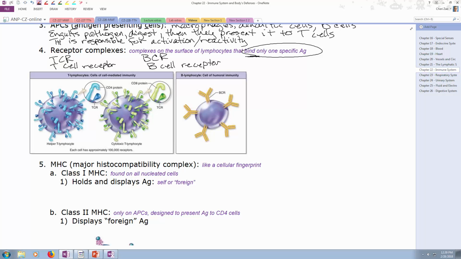Let's take a look at the cartoon right below receptor complexes. We have T cells on the left, B cells on the right. The T cells have two main types. We want the T helper cell, and our picture is showing a little tapered cup as the T cell receptor, but I want you to associate T helper cells with the surface marker CD4 protein. So CD4 equals T helper cell. On our cytotoxic T cells, we have a surface marker called the CD8 protein, which identifies a T cell as a cytotoxic T cell. So CD8 is equivalent to cytotoxic T cells, and CD4 is equivalent to T helper cells.